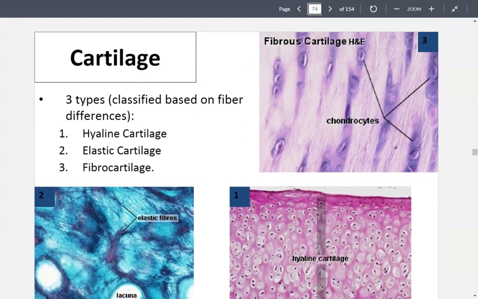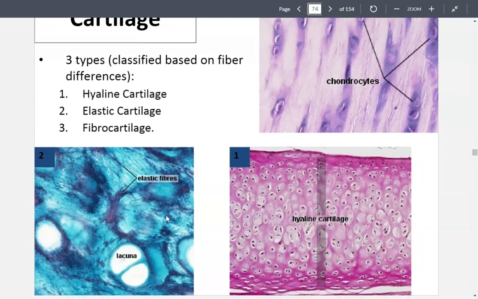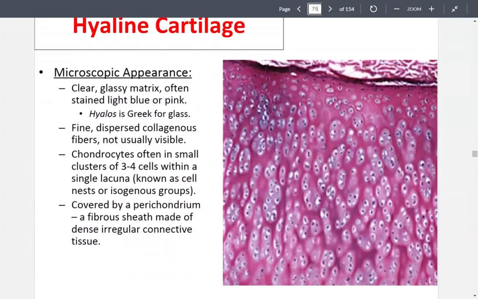Cartilage is divided into three classifications: hyaline, elastic, and fibrous. Hyaline cartilage is a clear, glassy matrix. When we stain it on a microscope slide, it typically takes on a light blue to pink appearance. Hylos is Greek for glass. It has a glass-like appearance here.